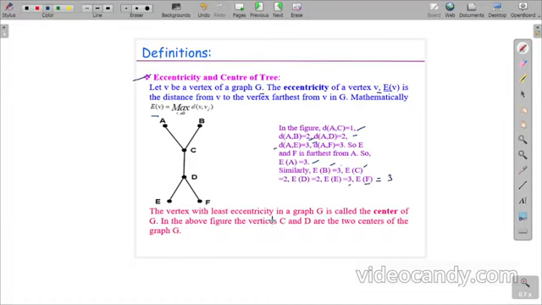Now the vertex with least eccentricity in a graph G is called the center of the graph G. In the above figure, the vertices C and D are the two centers of the graph G.